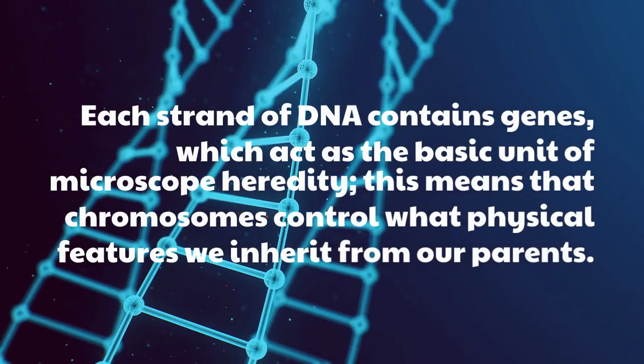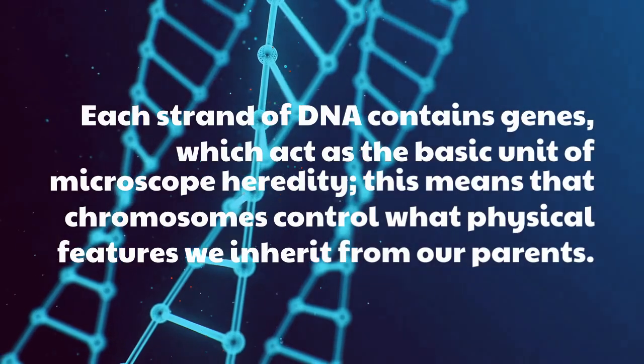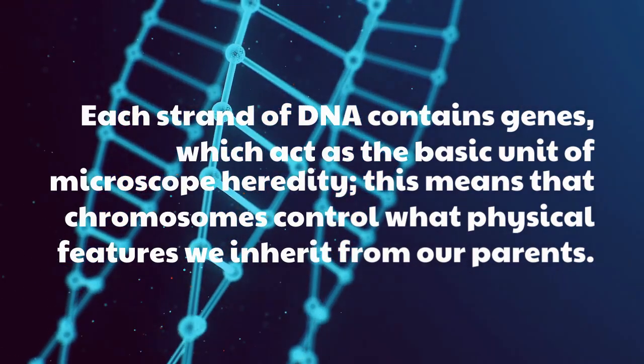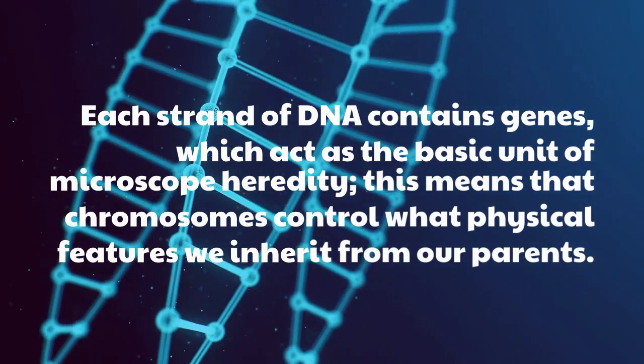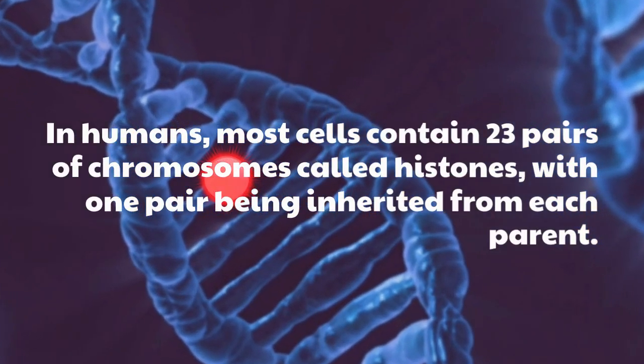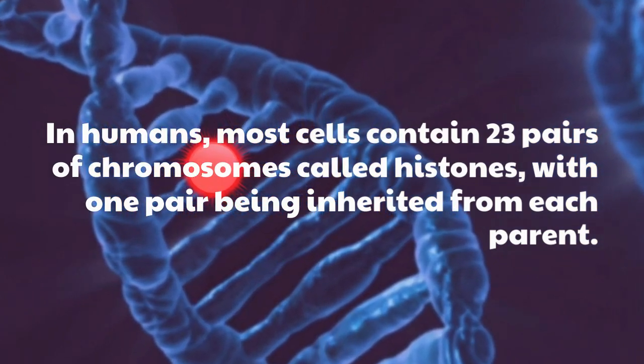Each strand of DNA contains genes, which act as the basic unit of heredity. This means that chromosomes control what physical features we inherit from our parents. In humans, most cells contain 23 pairs of chromosomes, with one pair being inherited from each parent.